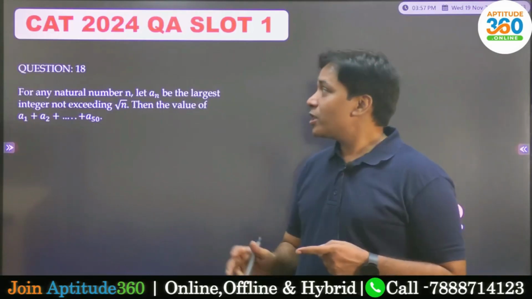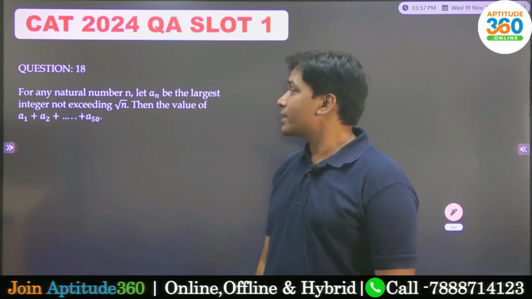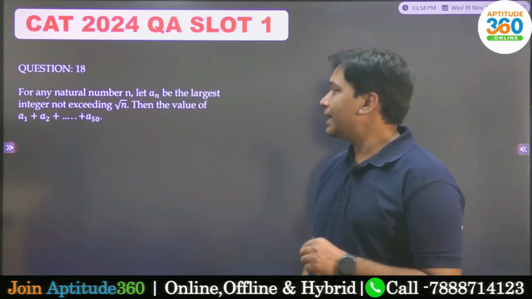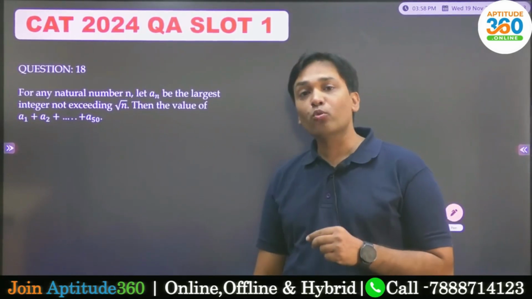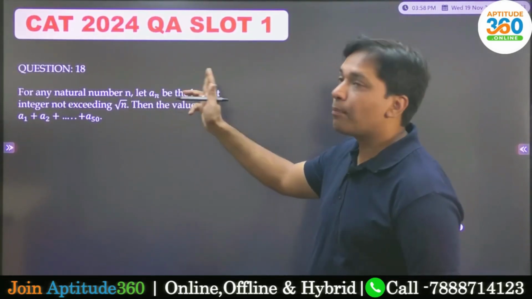Let us solve this question. It was asked in CAT 2024 in slot 1. Question number was 18 and it says that for any natural number n, let an be the largest integer not exceeding square root of n. Then find the value of a1 plus a2 up to a50.